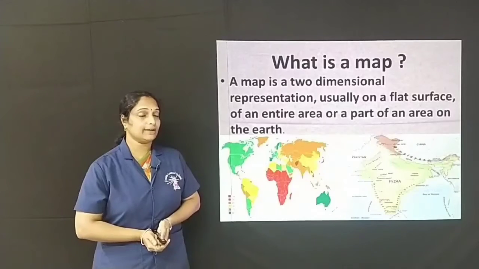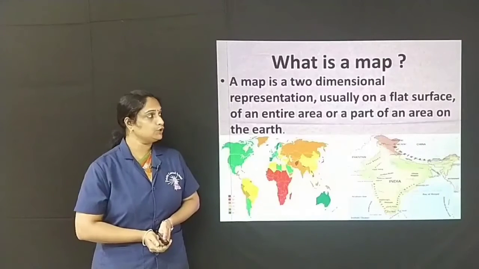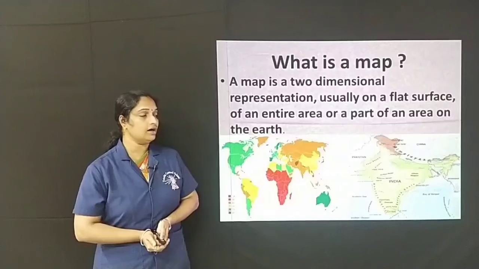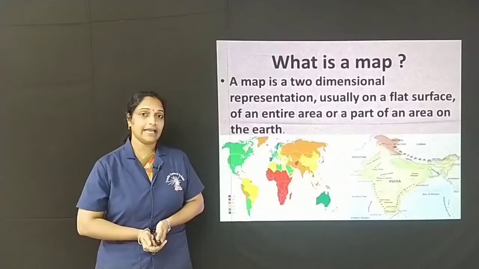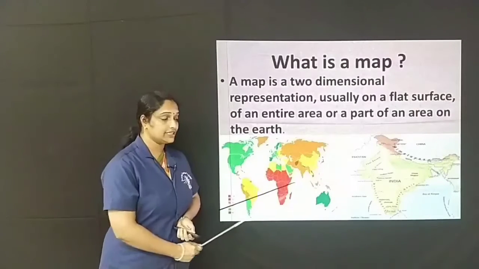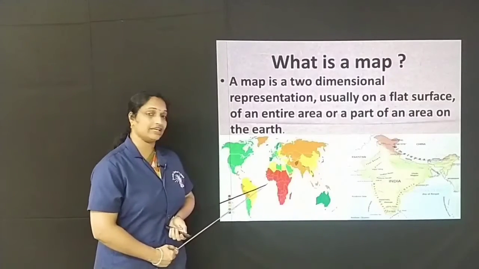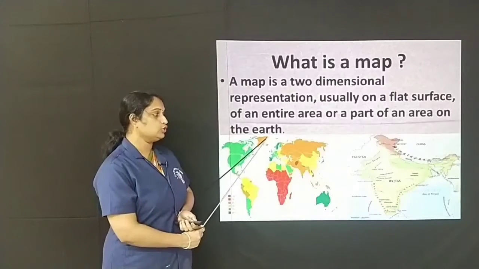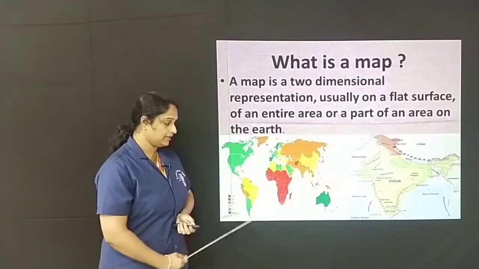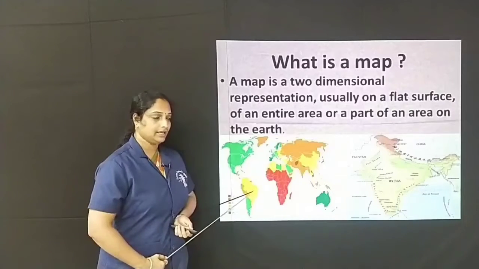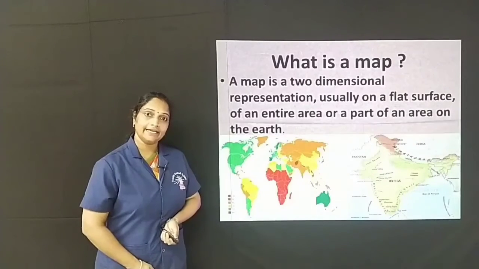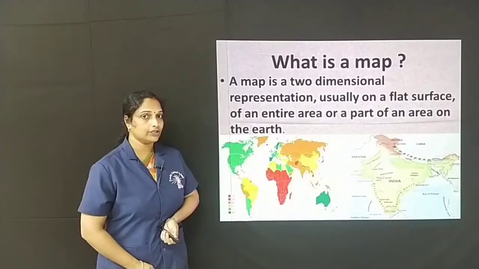A map is a two-dimensional representation, usually on a flat surface, of an entire area or a part of an area on the earth. Look at these two pictures. In the first picture you can see a world map. In a world map you can see two dimensions such as vertical and horizontal. A world map gives information about an entire area on the earth.